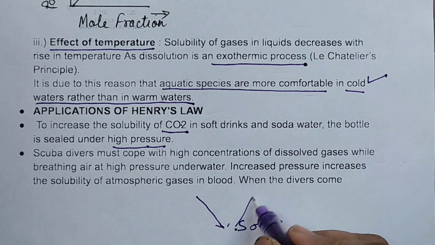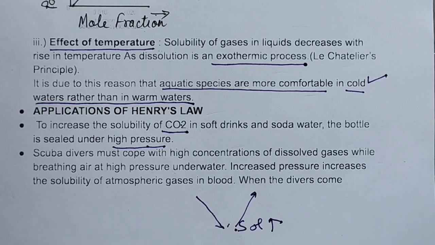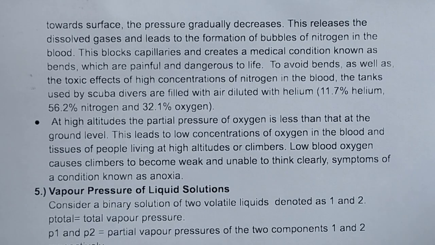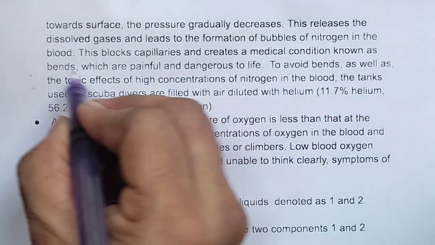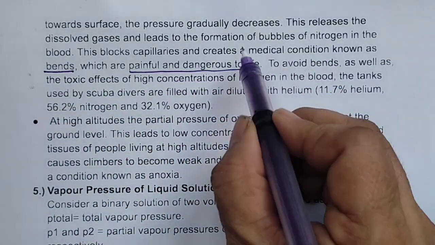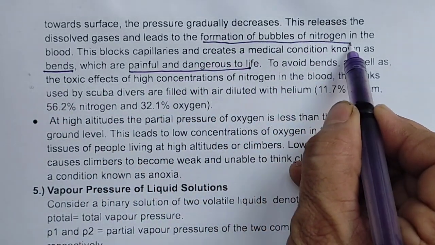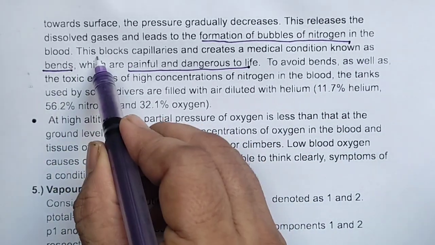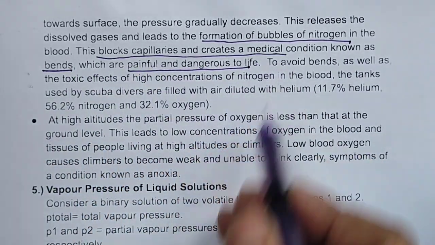So when they come up, that excess of oxygen and nitrogen which has gone into the blood is not able to come out. This causes a peculiar condition in them, that is bends, and it's painful and dangerous to life. It's basically the nitrogen bubbles formed in their blood. This blocks their blood capillaries and creates that medical condition.